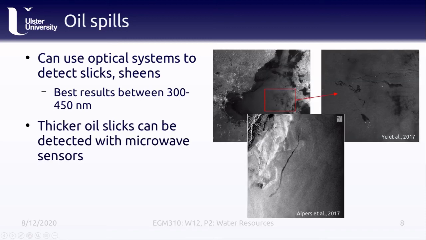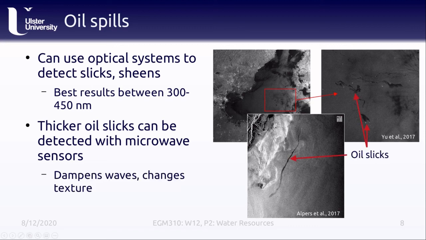Because of the way that oil interacts with the water surface, we can detect slicks using active microwave sensors as well. Thicker deposits of oil dampen waves, changing the texture of the water surface. You can see examples of this shown here. The ocean surface is somewhat rough and bright, while oil slicks appear darker and smoother. And sometimes we can also see the ships that are responsible for the oil spills.